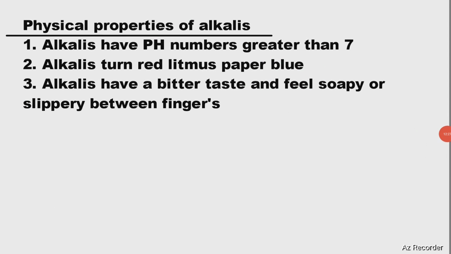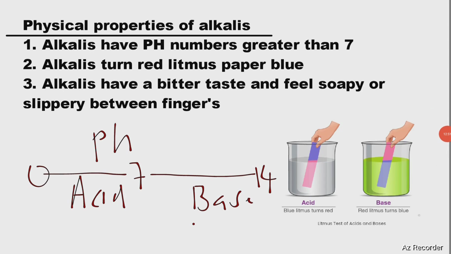So physical properties of alkalis. Just like we discussed acids, we said acids had a pH which is less than 7, but alkalis, their pH is all the time greater than 7. When you consider the pH scale, you'll find that acids fall under 0 to 7, while bases, their pH is actually from 7 to 14, so they are greater than 7.